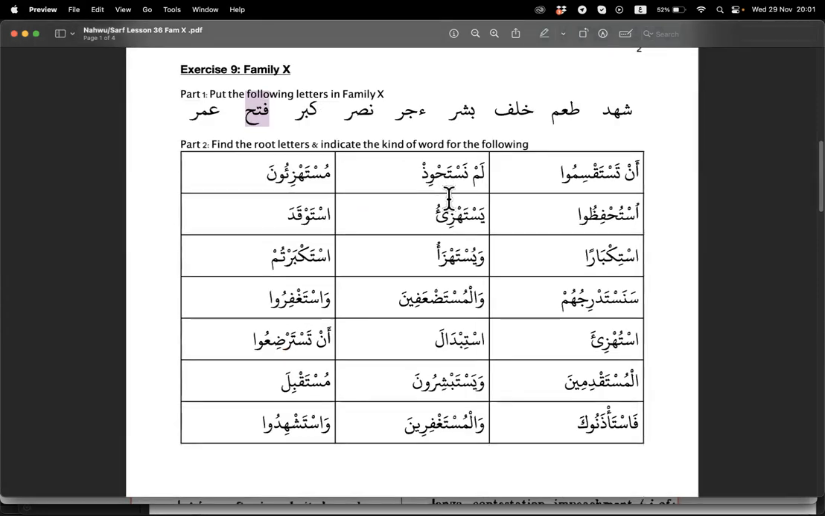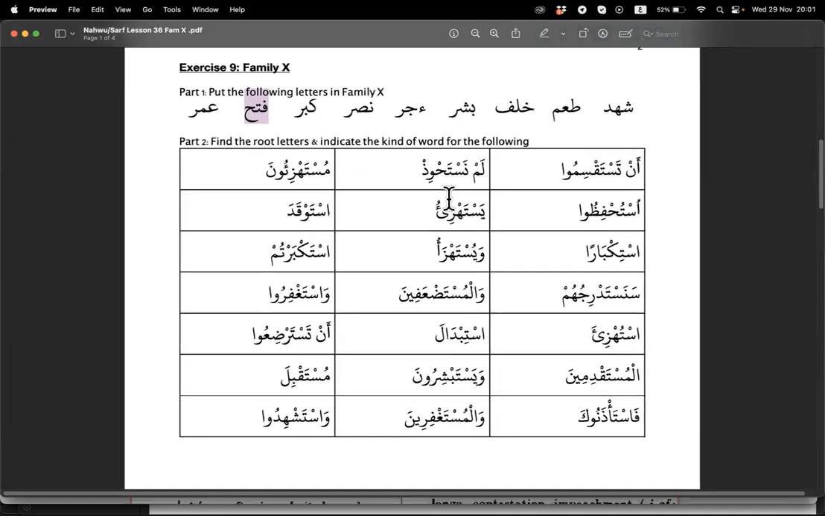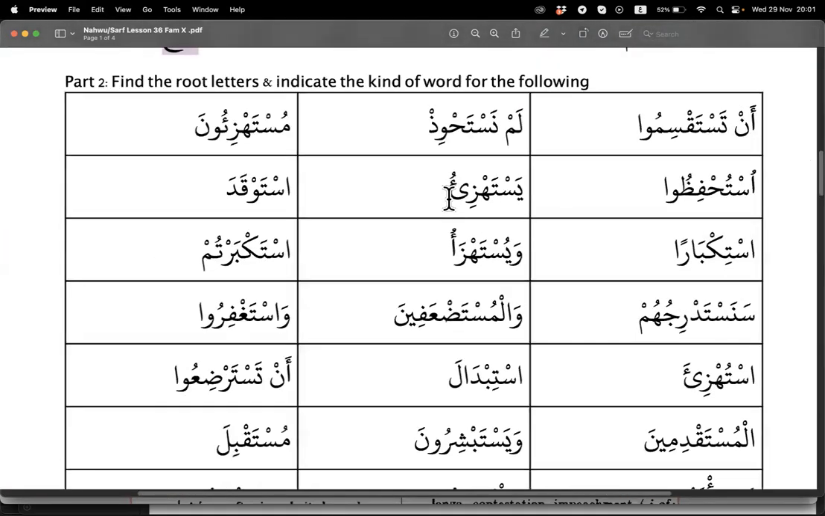Okay, can we do word recognition? Next, the first one. Antastaqsimu. Antastaqsimu is fi'il mudhari antum. What kind? Marfu, mansub, majzum? This one mansub. Mansub, good, because of the an. What are the root letters here? This one, qaf sin mim. Good, next one.